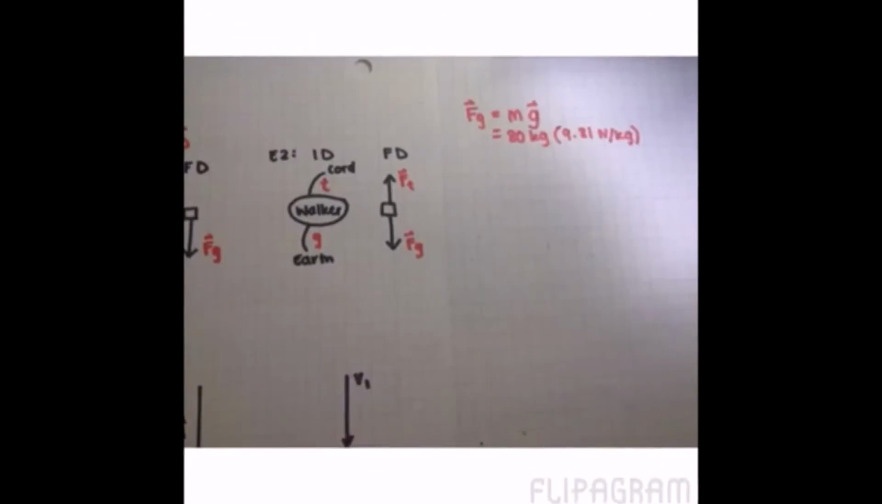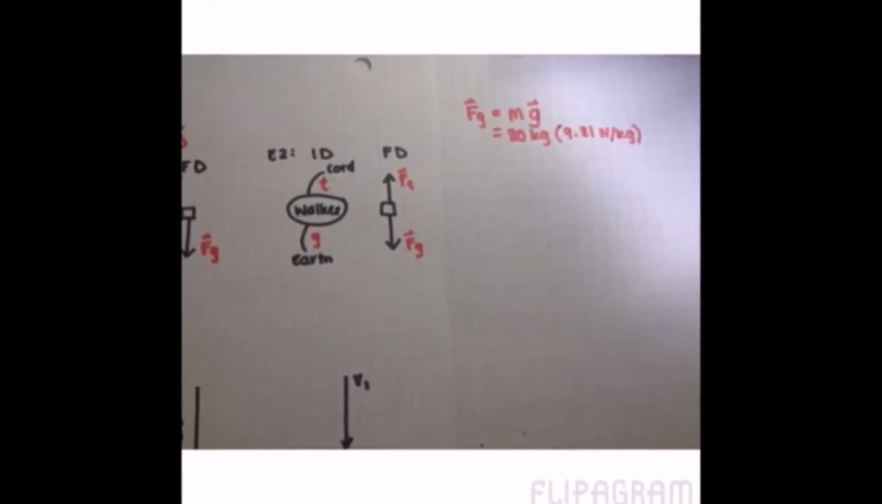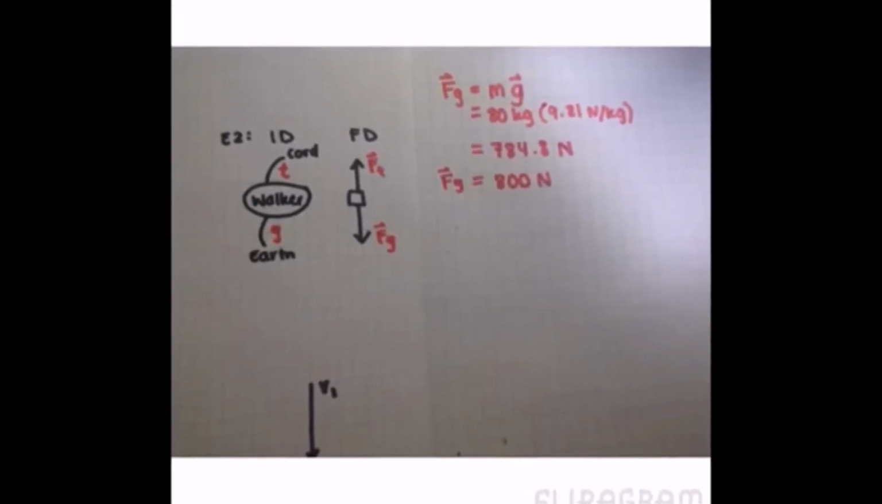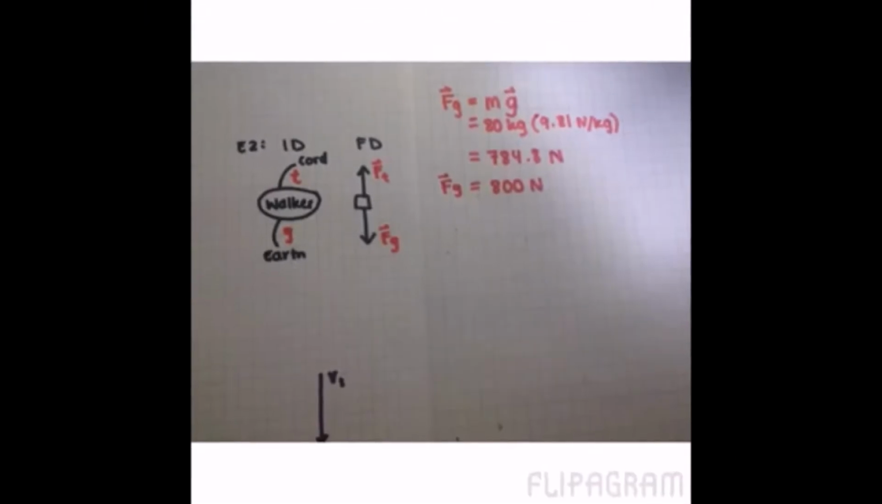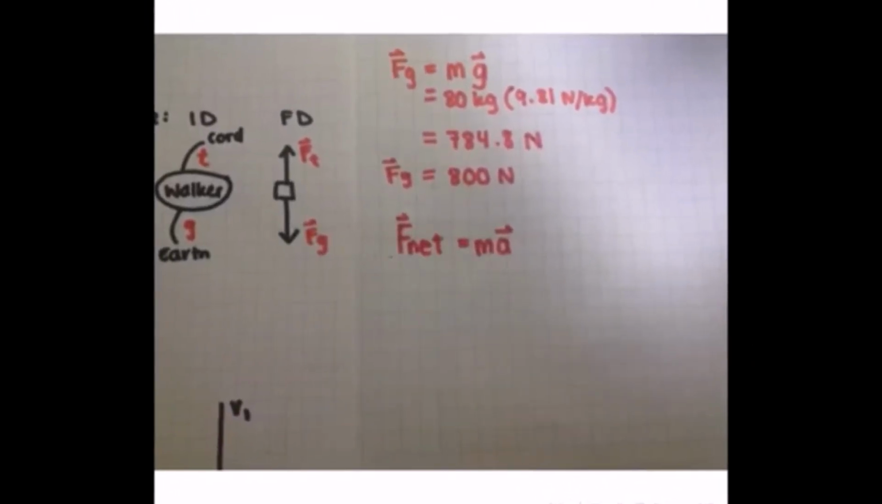Now let's look at the situation with actual values. First, we will find the net force by using the force of gravity equation, assuming the walker is 80 kilograms. Next, we will find the acceleration by using the F net equals mass times acceleration formula.